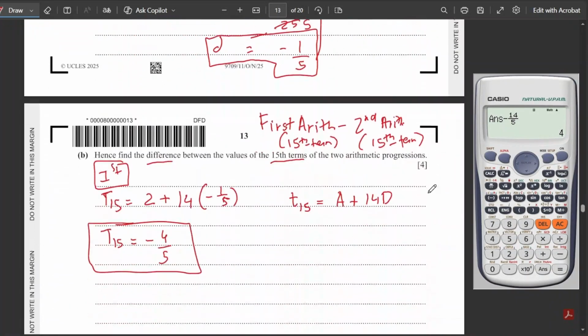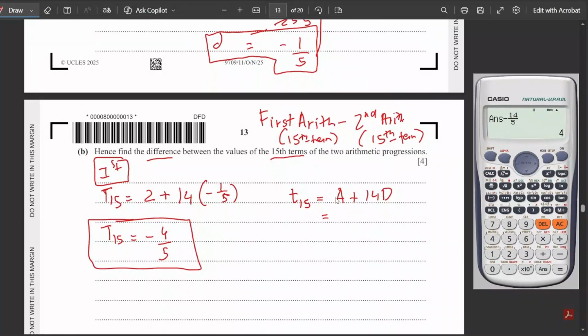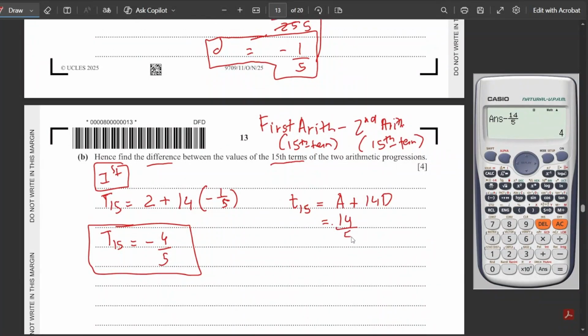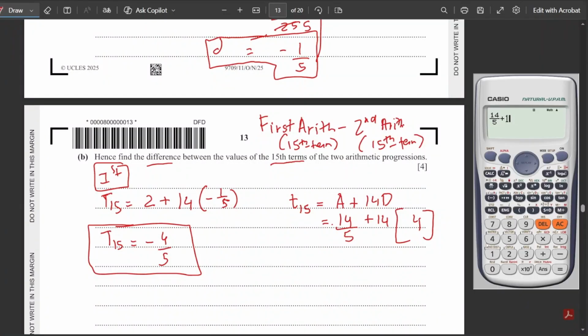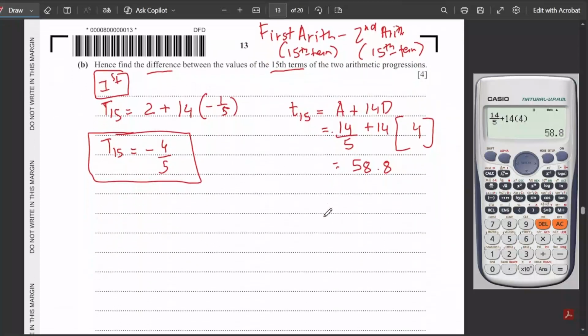Now what I can do is put in the value of a over here, which is 14 over 5 plus 14 times d. D I just found out is 4. So I have 14 over 5 plus 14 times 4. Give me a second, 14 times 4. So this is equal to 58.8, or 294 over 5. I'm just going to write 58.8. This is 58.8.